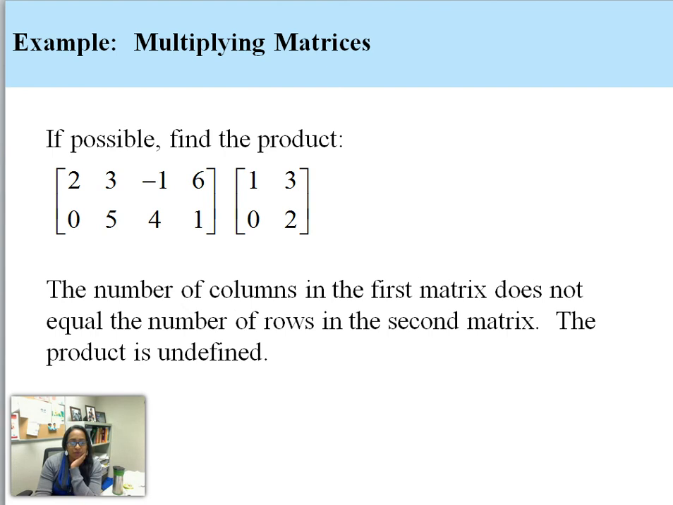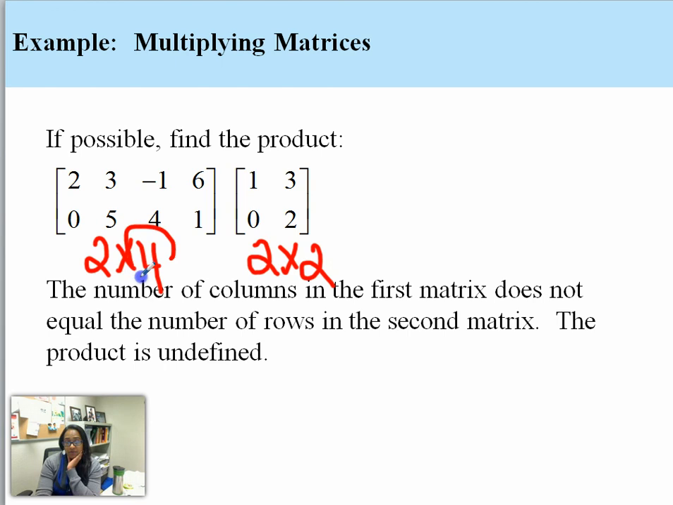Now let's go ahead and try one more. The order of this matrix is 2 cross 4 because I have 2 rows and 4 columns. The order of this matrix is 2 cross 2. First thing, I have to check if I can multiply. Remember, the columns of the first matrix should be equal to the rows of the second matrix. In this case, they are not, so I cannot multiply these matrices. So there will be cases where you cannot multiply them, but first you have to check if the columns of the first matrix are equal to the rows of the second matrix.